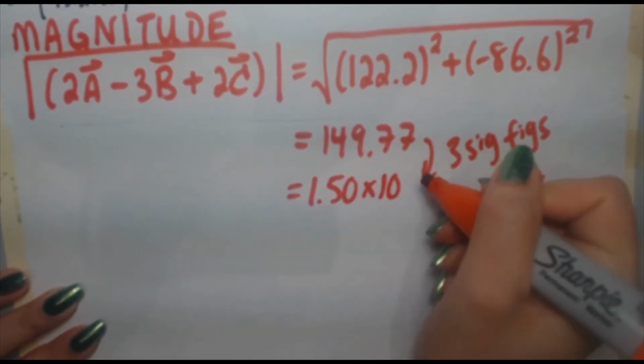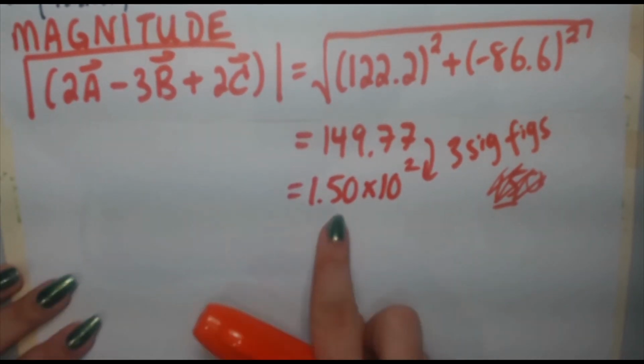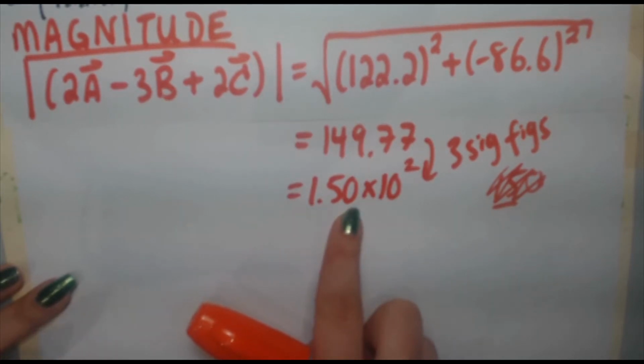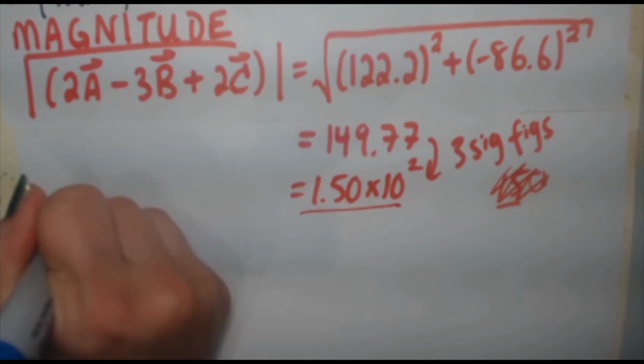What we have to do is write it as the following. 1.50 times 10 to the 2. That way the 0 counts. Okay, you cannot just write 150. But because the 0 is after the decimal here, it's significant. Okay, next. So we found the magnitude. Great. There it is. Now let's find the direction.